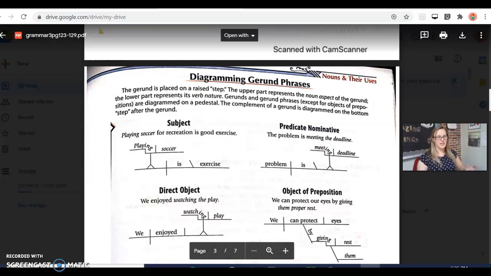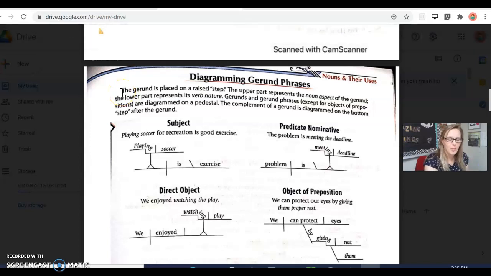Okay, putting it all together, we're going to be diagramming gerund phrases. So remember we said a gerund ends in ing, but functions as a noun. So let's go ahead and read on the screen. The gerund is placed on a raised step. The upper part represents the noun aspect of the gerund. The lower part represents its verb nature.